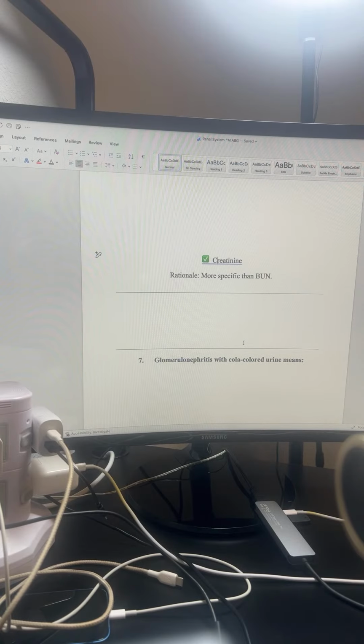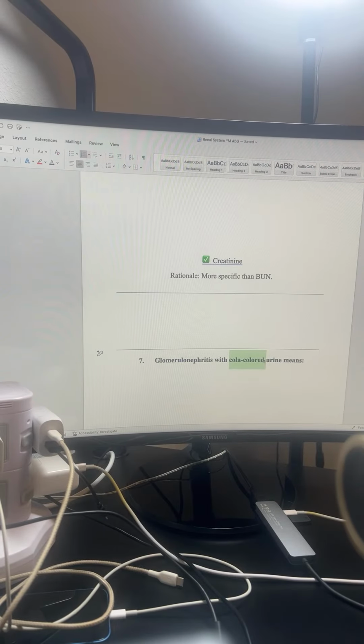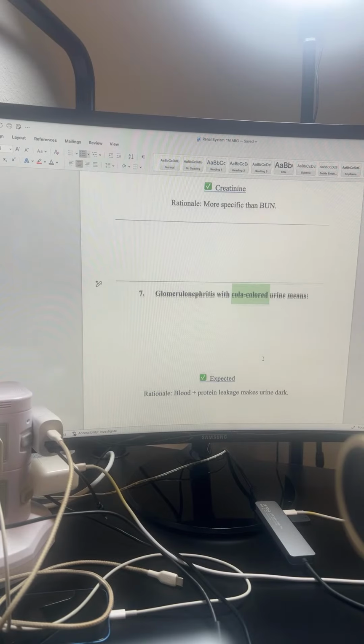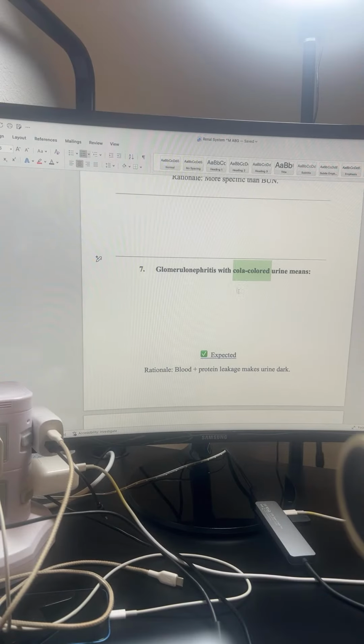Glomerulonephritis with cola-colored urine means, what does that indicate? What's going on? Blood. Nice. Hematuria. Red blood cells bleeding. So blood plus protein, usually there's leakage, which makes the urine dark. Yes. It's something that is expected for your glomerulonephritis patients, all right?